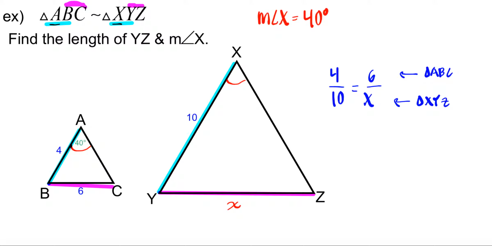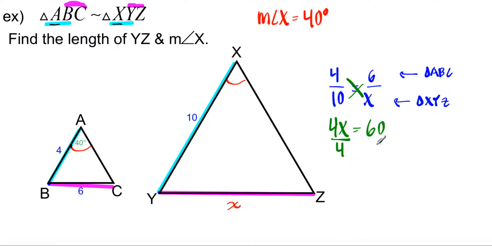So everything corresponds. It's not 4 over x or anything like that. Everything's real left to right, matchy-matchy. All right, once you have your proportion set up, you're just going to cross multiply. X times 4 is 4x.